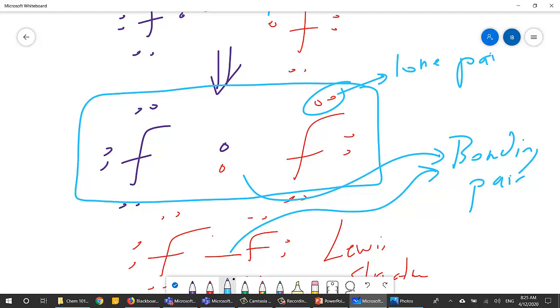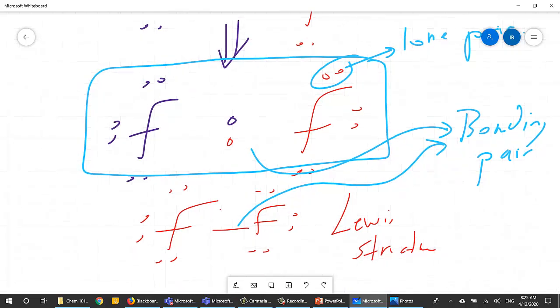Lone pair. And this question comes all the time: how many lone pairs do we have in F2? We have 1, 2, 3, 4, 1, 2, 3, 4, 5, 6. We have 6 lone pairs, a total of 12 electrons making lone pairs. A lone pair means like a couple, okay? So we have 6 lone pairs and 1 bonding pair.